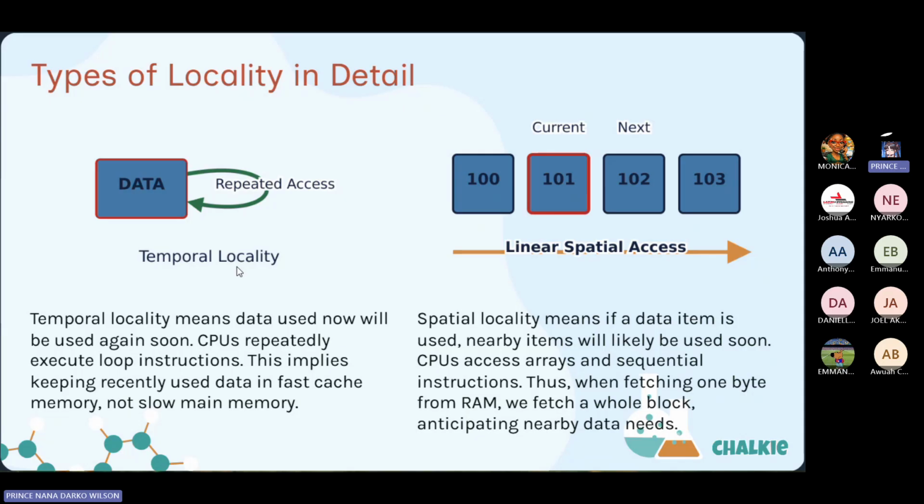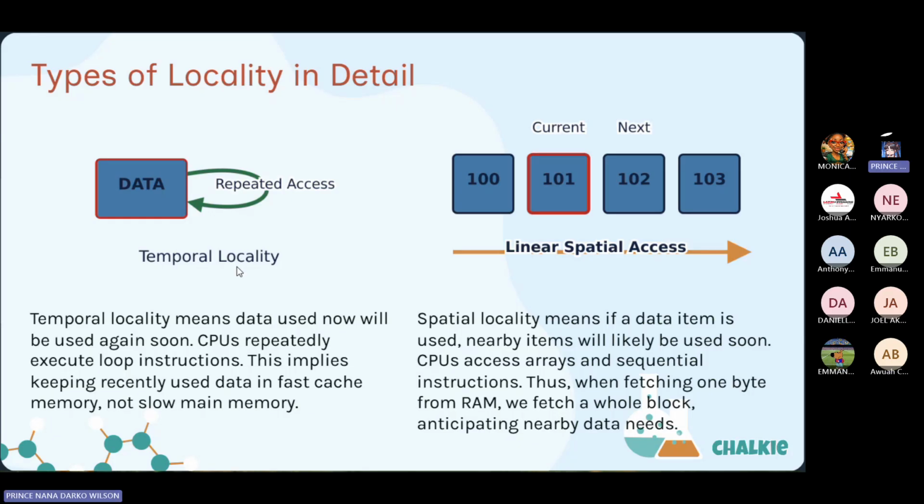So the central processing unit works like this. It knows that some instructions are really needed. For that reason, it doesn't store them in areas where retrieving them will take time. It stores them in cache memory that is very close to itself, and this type is called temporal locality. This implies keeping recently used data in fast cache memory, not slow main memory.